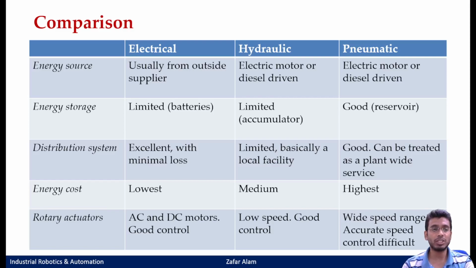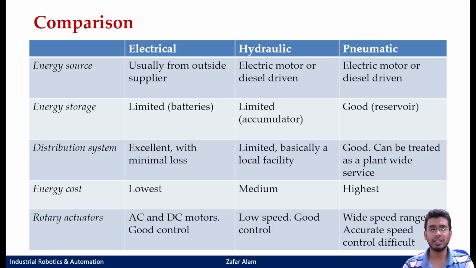Now let us talk about the distribution system. In the case of an electrical system, the distribution is excellent with minimal loss, because you have your electric wires supplying the energy to different motors everywhere. In the case of a hydraulic system, it is generally limited. Basically it is a local facility, because you cannot have such high pressure lines running through your entire shop floors or factory floors.